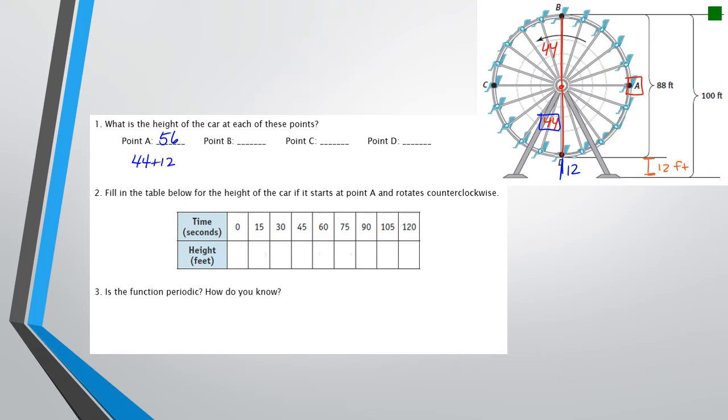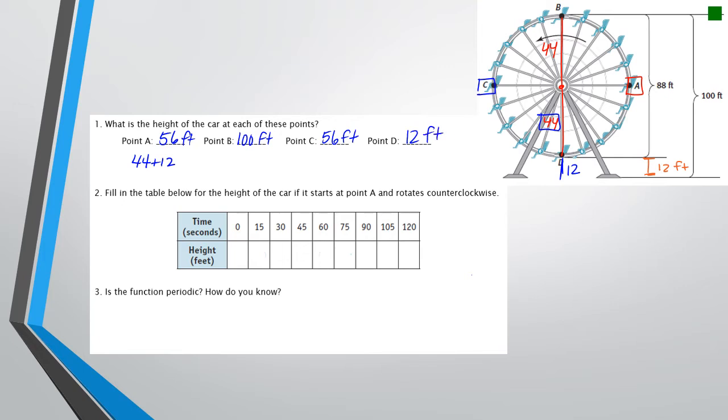All right, now point B is not so bad because they actually tell us that's the highest point on the Ferris wheel, and it says that that is 100 feet above the ground. So that one is pretty much given to us. Now back down to point C, which is over here. Point C is level with point A, so that's going to be the same distance. That's 56 feet. And then point D is all the way at the bottom. That was the lowest point on the Ferris wheel, and we figured out on the previous slide that that point is 12 feet above the ground.